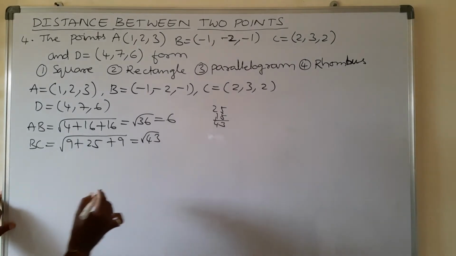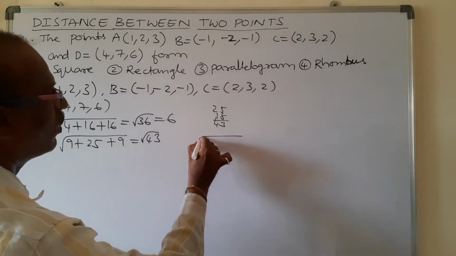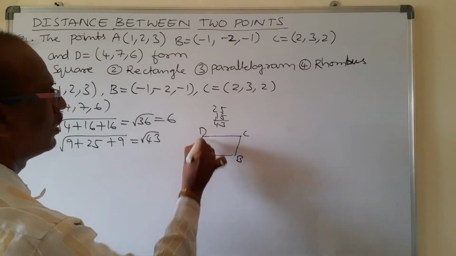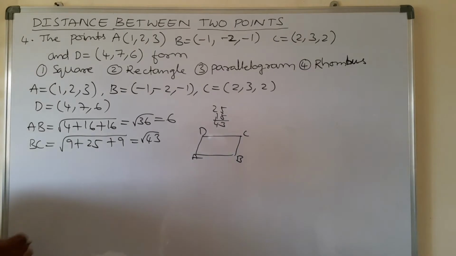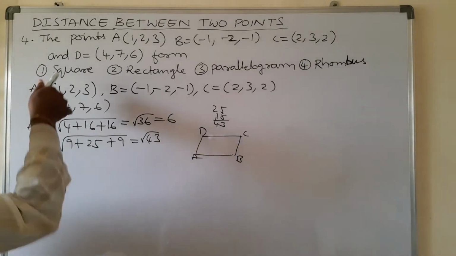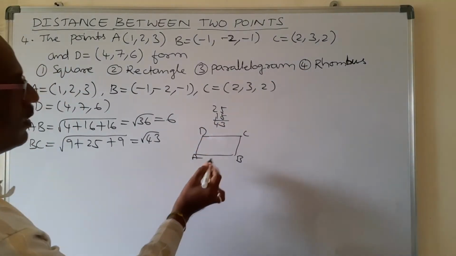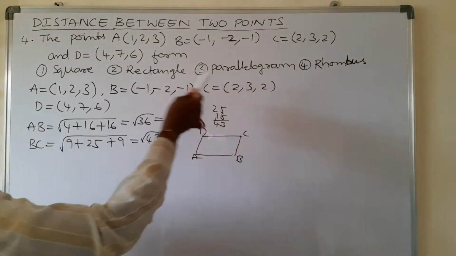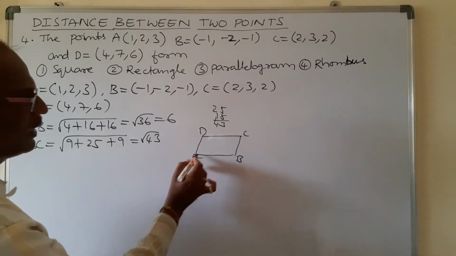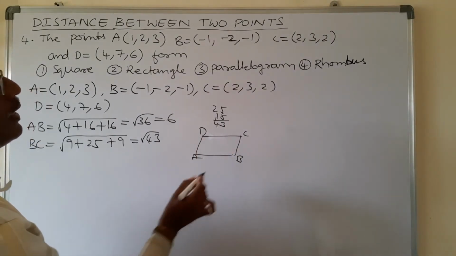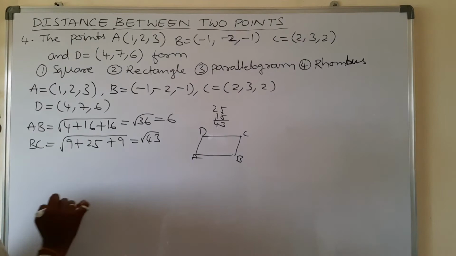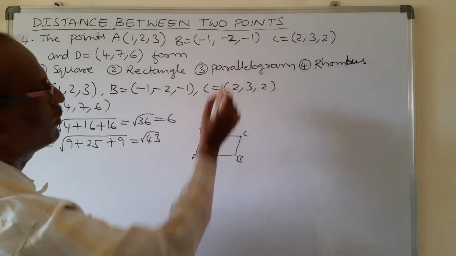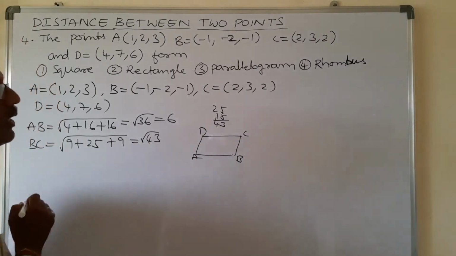Next, here is a quadrilateral ABCD. If all 4 sides are equal, then the quadrilateral is a square or rhombus. If opposite sides are equal, then the quadrilateral is a rectangle or parallelogram. In a square, diagonals are also equal. In a rhombus, diagonals are not equal. In a rectangle, diagonals are equal.